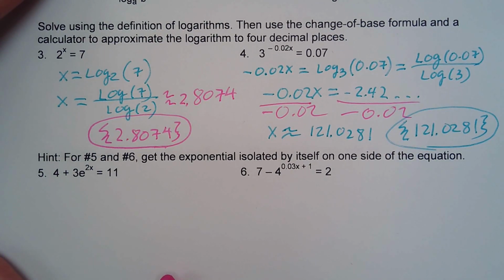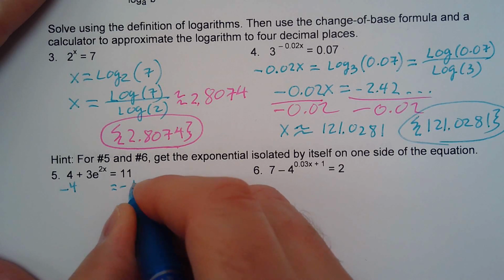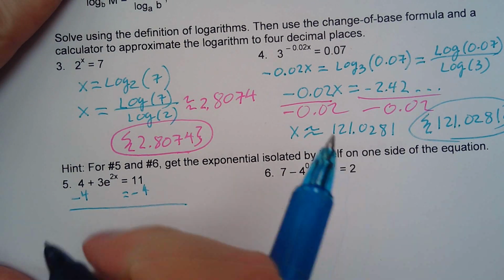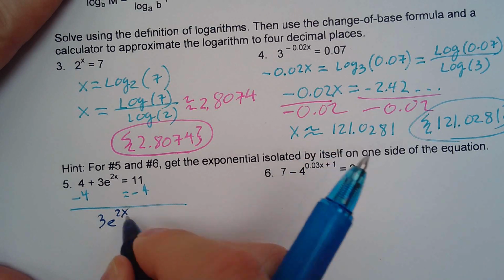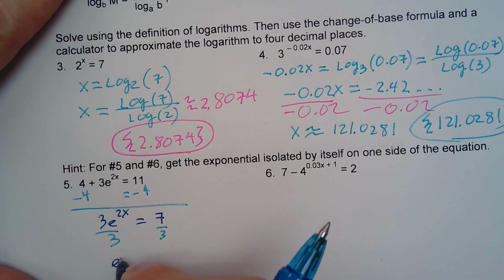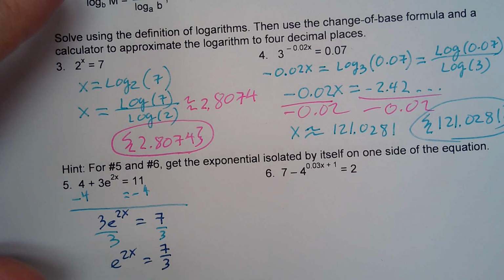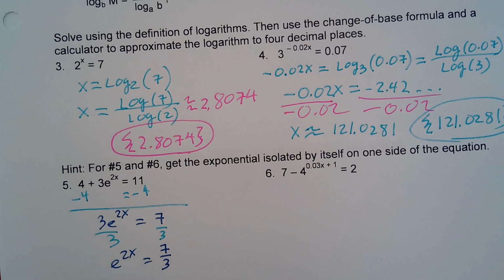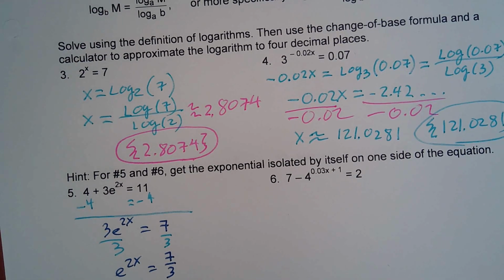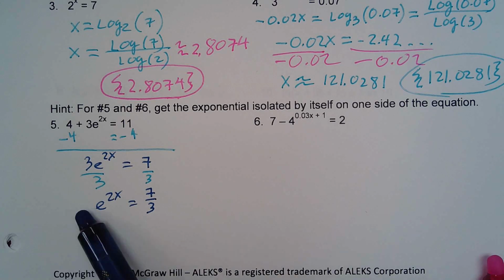So what I would do here is first subtract 4 from both sides. That would give us 3e to the 2x equals 7. And then I would divide both sides by 3. And then I'm going to change this into log form. Now the good news, my base is e, so I'm not going to have to use a change of base formula because I already have e in the problem.